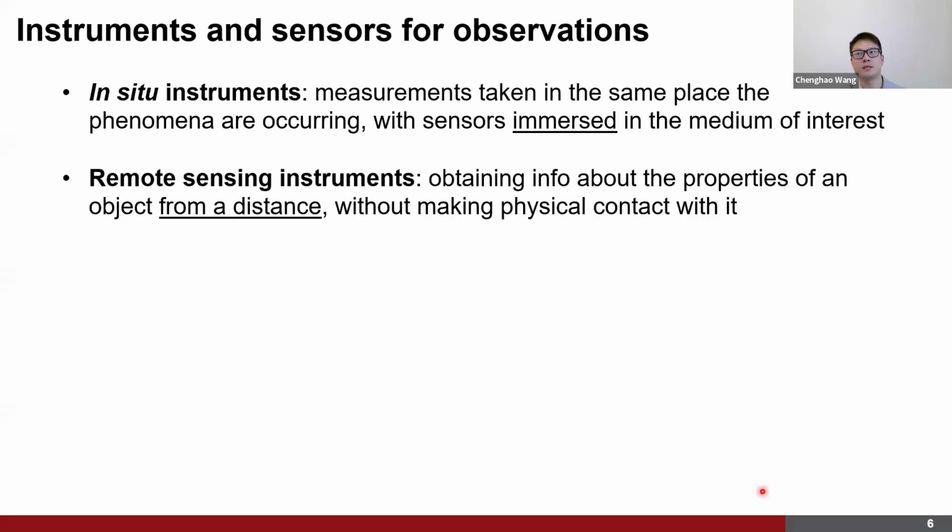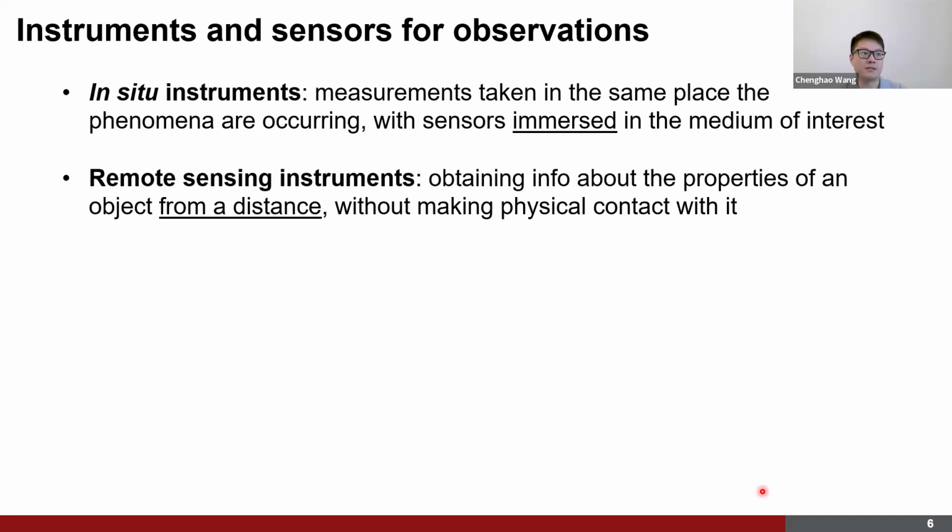So when we talk about the instruments and sensors commonly used for urban climate observations, we can also classify them into 2 different categories. The first one is the in situ measurements. Of course, these are measurements taken in the same place where the phenomena are occurring, with our sensors fully immersed in the media of interest. In this case, we immerse our sensors within the atmosphere, within the moving air. Think about if you are measuring the water temperature, you must immerse your sensor within the water, right?